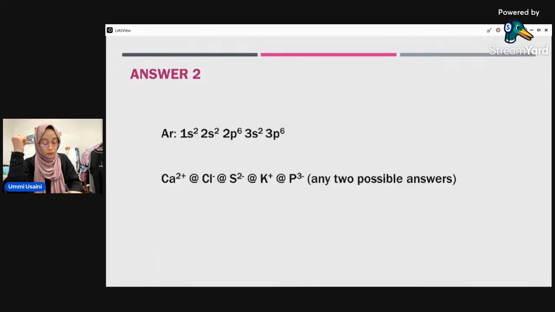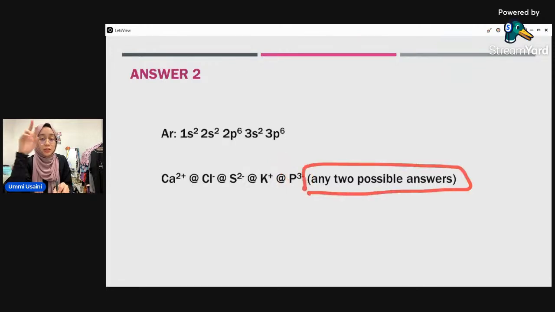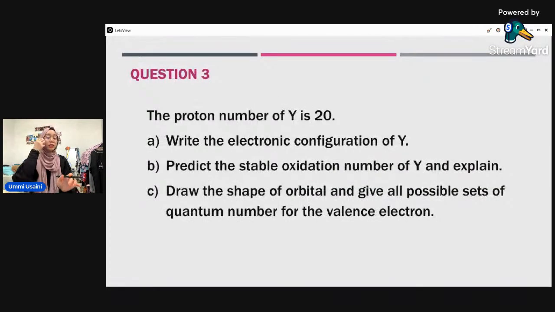Okay. So, sini sepatutnya Miss nak tulis jawapan. There's another option actually. P3 minus. Okay. Phosphorus. Phosphide ion pun boleh juga. Okay. So, this will be another one. So, you can give any 2 possible answers as long as there are different charges. Okay. 1 positive ion, 1 negative ion. Okay. And then question 3 pula.